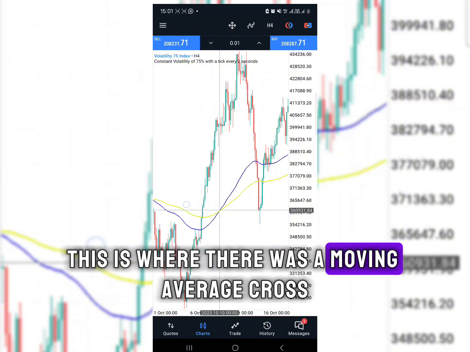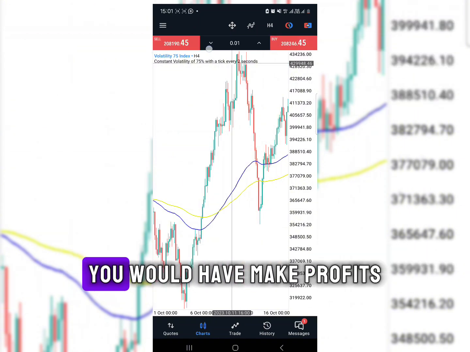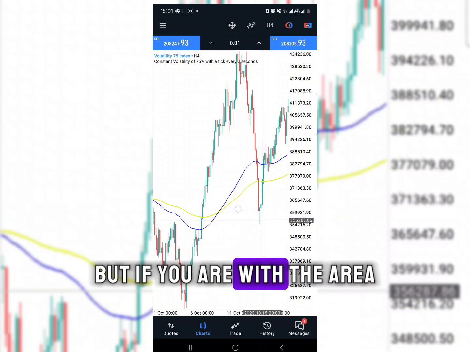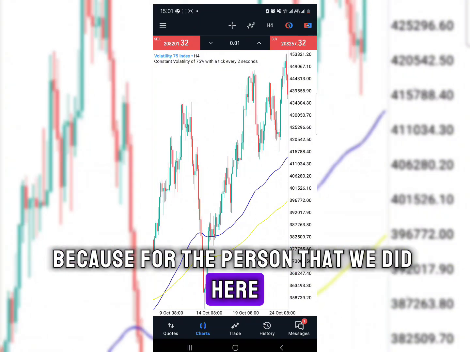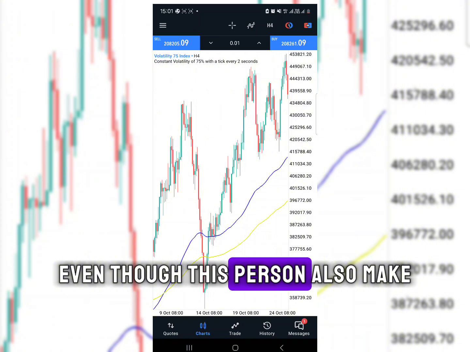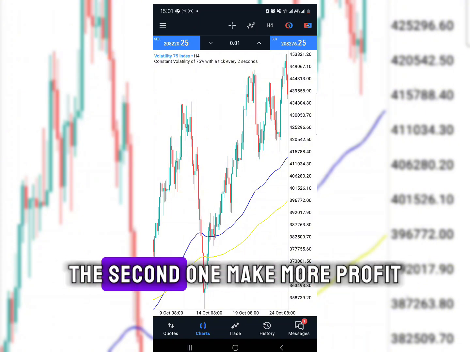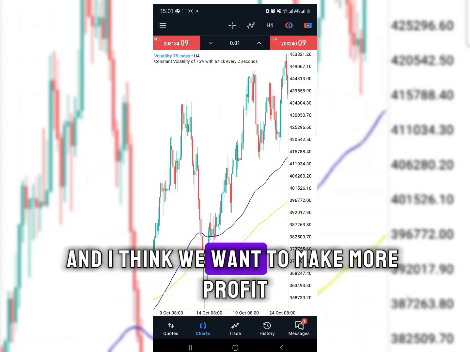This is where there was a moving average cross. If you had entered here, you would have made profit. But if you had waited here, you would have made more profit, because the person that waited here made more profit. Even though the first person also made profit, the second one made more profit, and I think you want to make more profit.